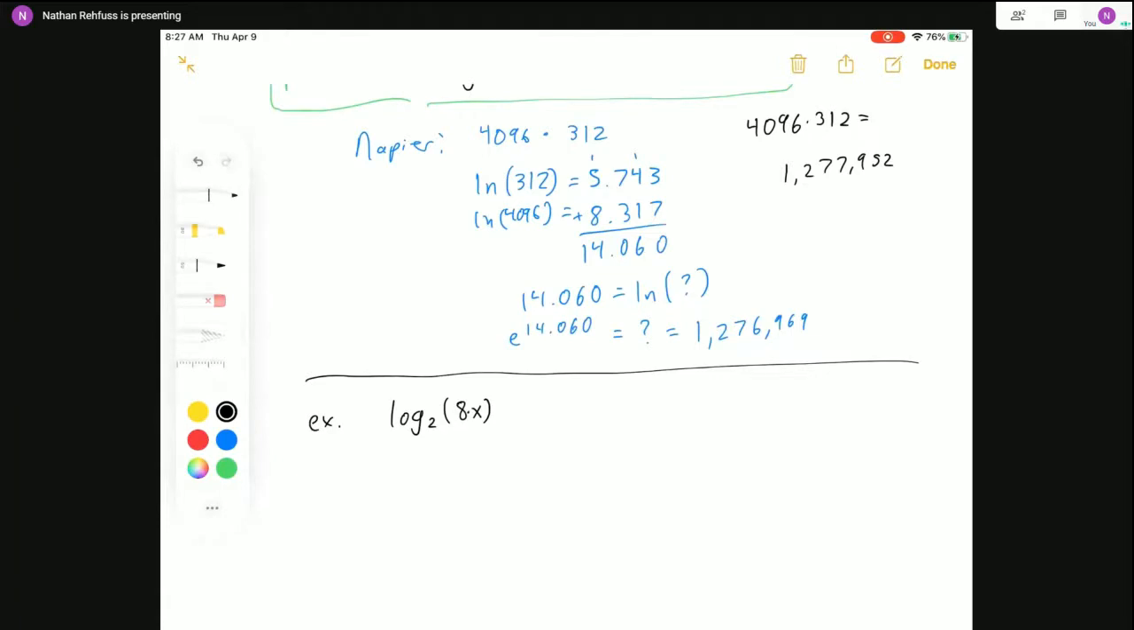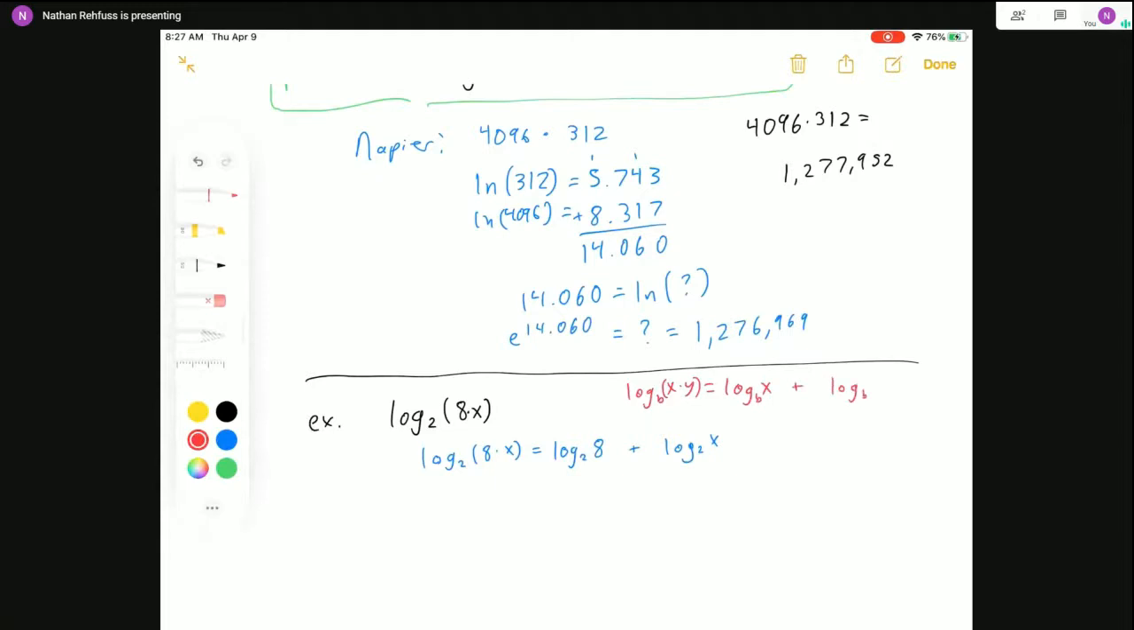So if this is my problem, my solution would look something like, I want to simplify this as much as possible. So log base 2 of 8 times x: multiplied inputs are the same as added outputs for logarithms. So this is the same as log base 2 of 8 plus log base 2 of x, because again, my property is that log base b of xy is the same as log base b of x plus log base b of y.